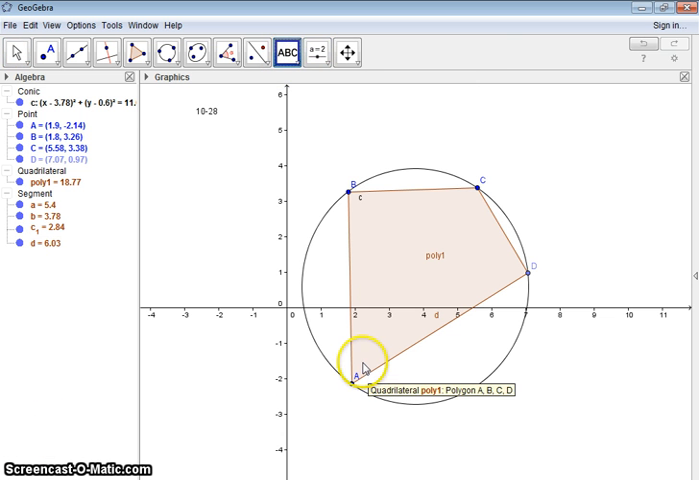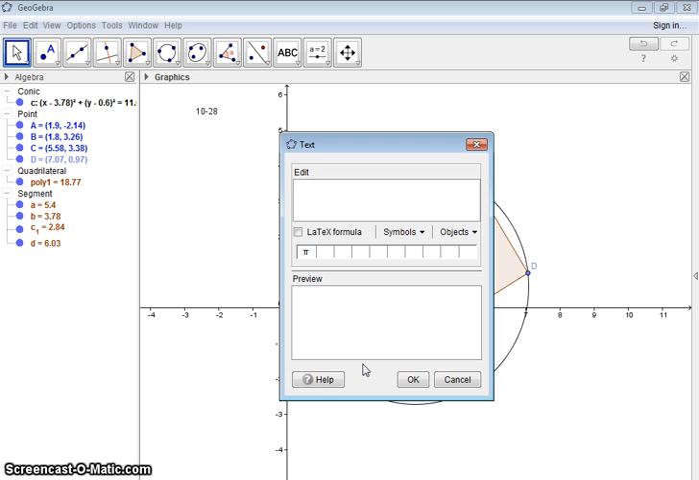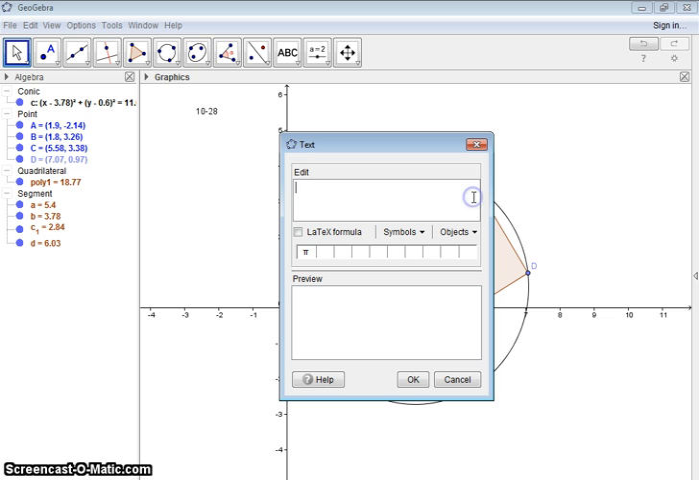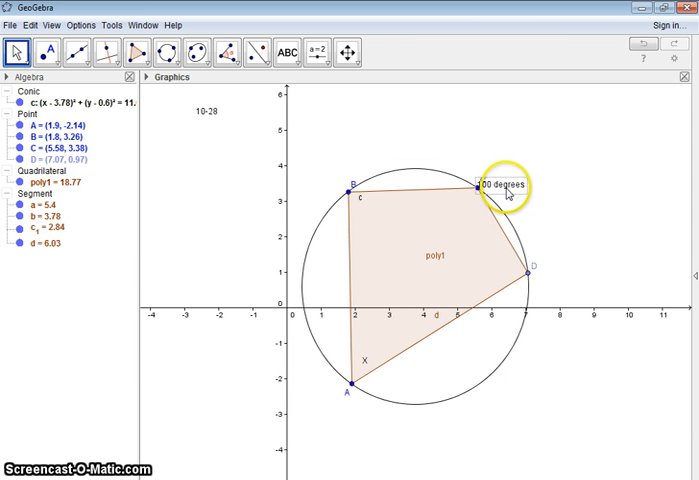We have a label down here at angle A that says X. And we know that the angle at C is 100 degrees. And we're asked in 10-28A to solve for X. So what are the things we know about this quadrilateral?